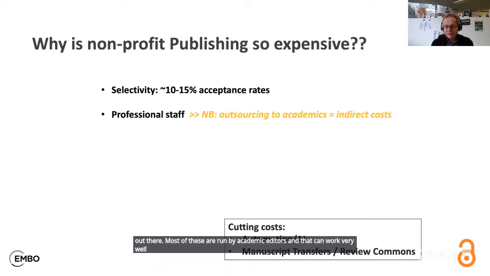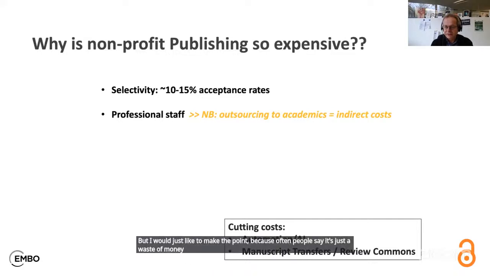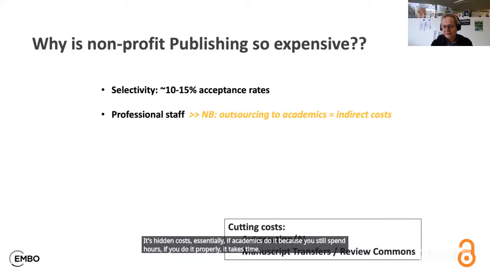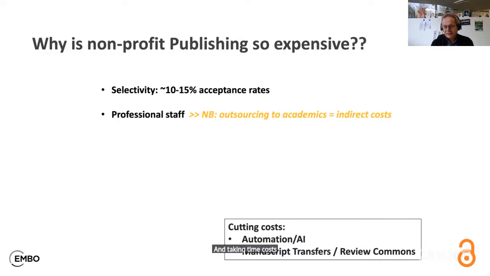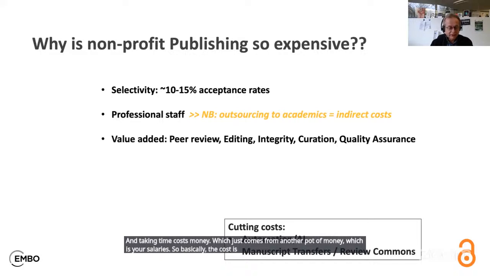But I would like to make the point because often people say it's just a waste of money to have professionals. It's like with anything. There are hidden costs essentially if academics do it, because you still spend hours. If you do it properly, it takes time, and taking time costs money, which just comes from another pot of money, which is your salaries. So basically, the cost is the cost.